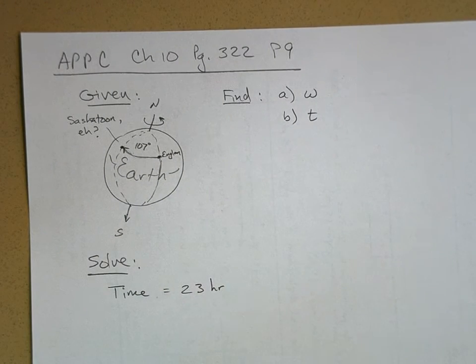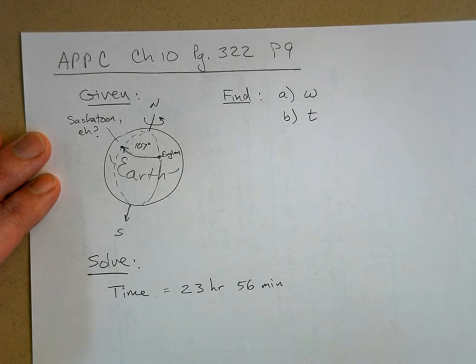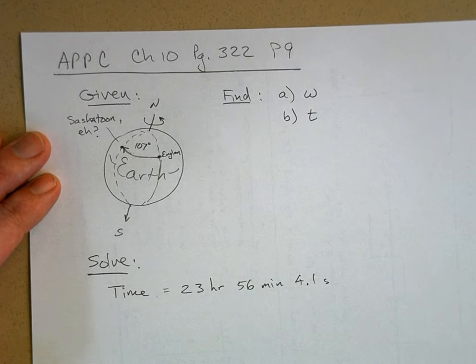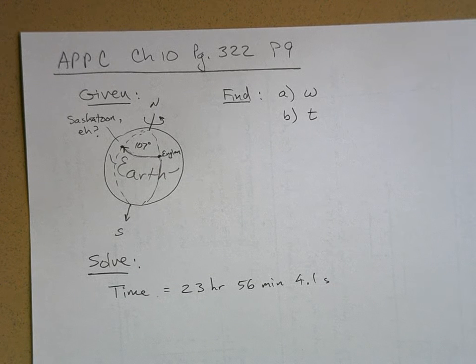Ooh, I just had it on my phone. Hold on. 23 hours, 56 minutes, and 4.1 seconds. Okay, this is how much time it takes for the same star to be in the same place in the sky after one rotation, not the sun. So our 24-hour day is based on the sun, and it makes sense to do that.